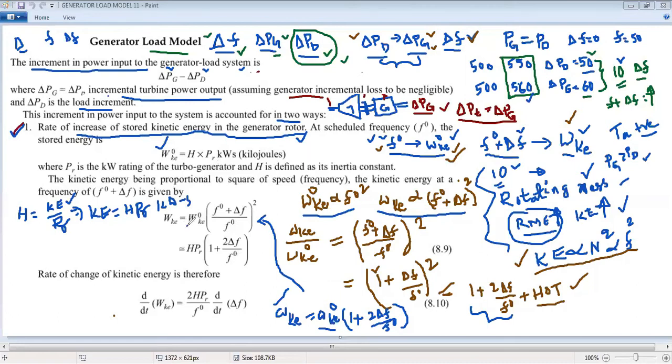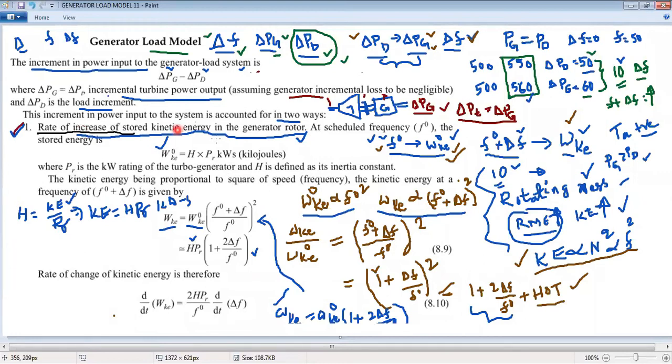So you write HPR in place of Wke naught, and finally we get Wke equals HPR into 1 plus 2 delta f by f naught. This is the kinetic energy after the disturbance. But we want the rate of increase of the kinetic energy, and that has to be calculated.